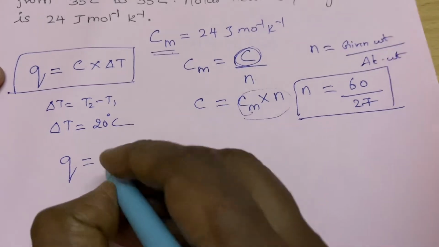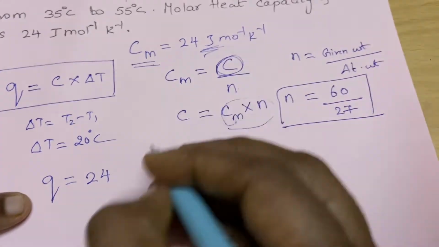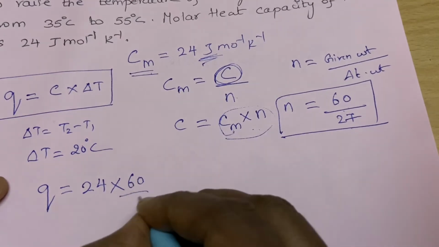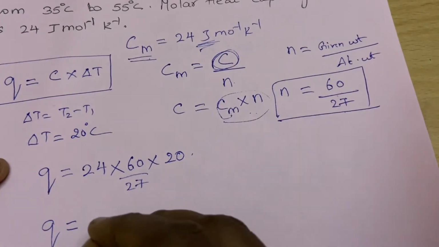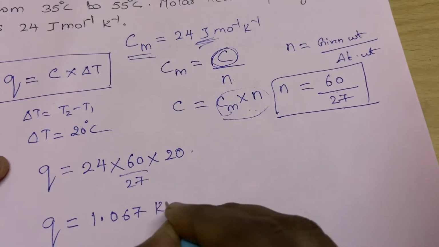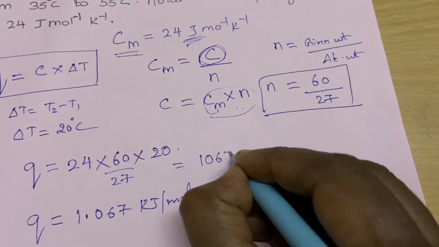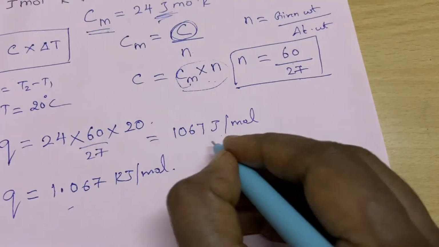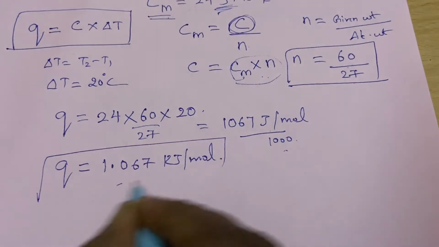So Cm, what is Cm? 24 joules. Okay, it is in joules. Multiplied by n. What is the value of n? It is 60 by 27, into 20. If you solve this, you will get 1067 joules. When you convert this into kilojoules, you have to divide by 1000, isn't it? Divided by 1000, you will get the answer in kilojoules.